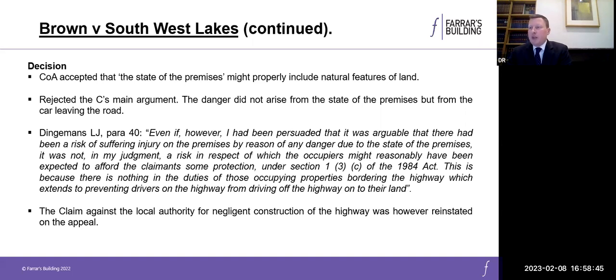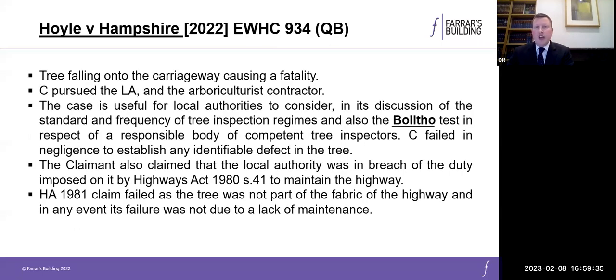And even if it had been arguable that the danger arose from the state of the premises, Lord Justice Dingemans, in that quote, paragraph 40, wasn't prepared to find that that would have been a risk in respect of which occupiers might reasonably be expected to afford protection. And again, translatable into cases based on other facts, there is nothing in the duties of occupiers with properties bordering a highway extending to preventing drivers from driving off the highway and onto their land. There is a claim in that case against the local authority for negligent construction of the highway, and that in fact was reinstated on the appeal. So it's also a watch this space in relation to the highway authority's negligence liability.